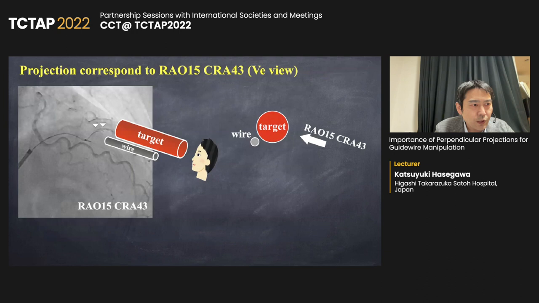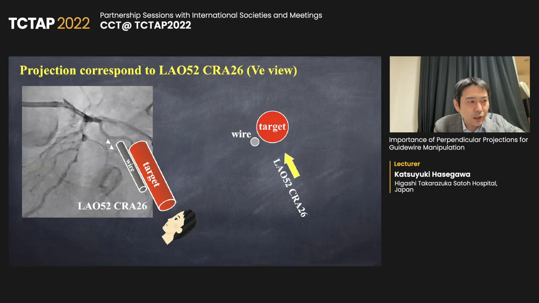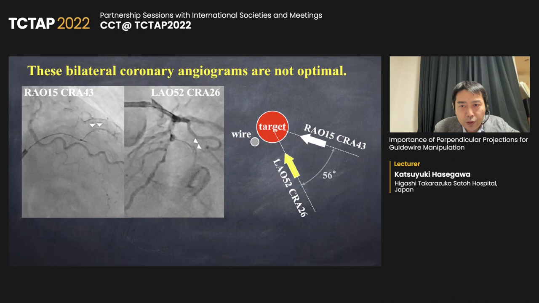Let me describe the direction of each angiographic view from the short axis view, from the VE view. As you can see, the target segment is a small circle and the wire is attached to it. The direction corresponding to RAO15 cranial 43 is indicated by the white arrow, this direction. At the same time, the direction corresponding to LAO52 cranial 26 is indicated by this yellow arrow. From the VE projection, the opening angle between the two projections is not 90 degrees, but only 56 degrees. That's why these bilateral angiograms are not optimal in this situation.